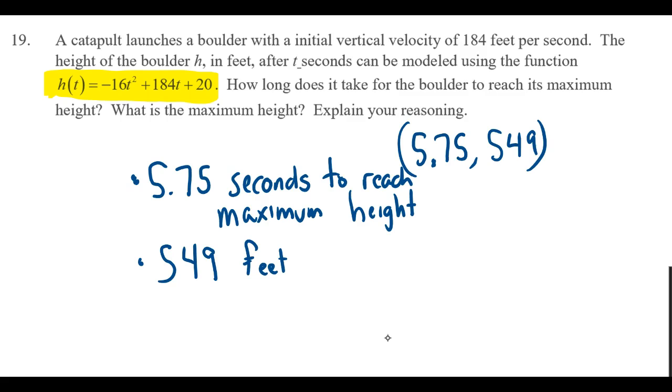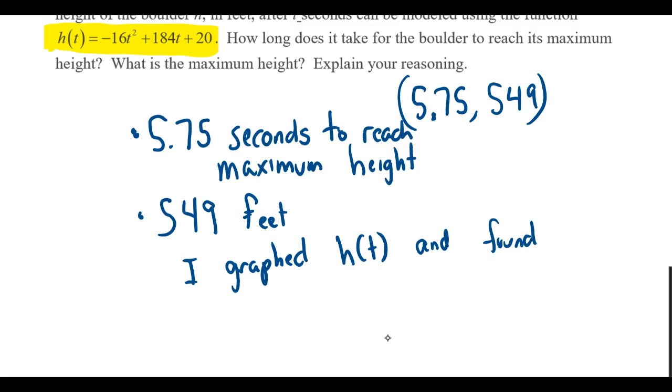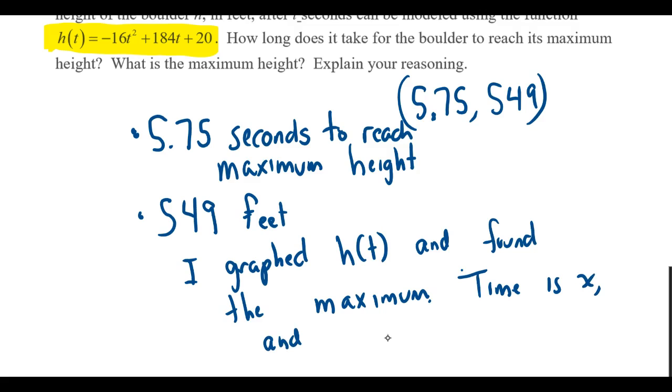And then it asked me to explain my reasoning, and you can simply say I graphed h of t and found the maximum. Time is x and height is y.